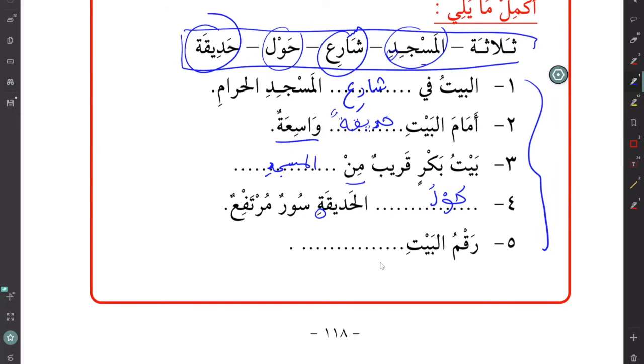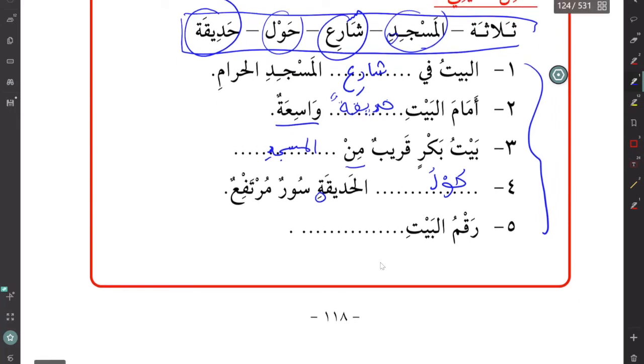Now, number 5 is raqm al-bayt, the number of the house is thalatha. Thalatha. Okay. Now, jayyid.